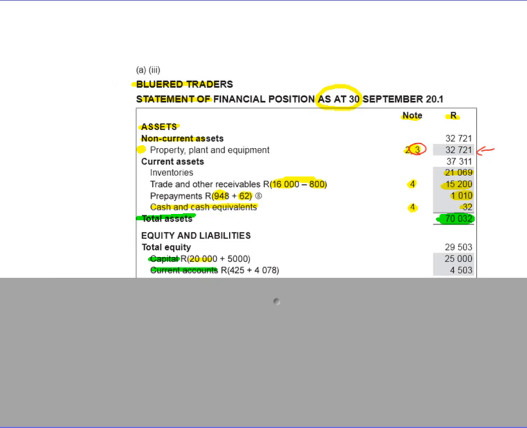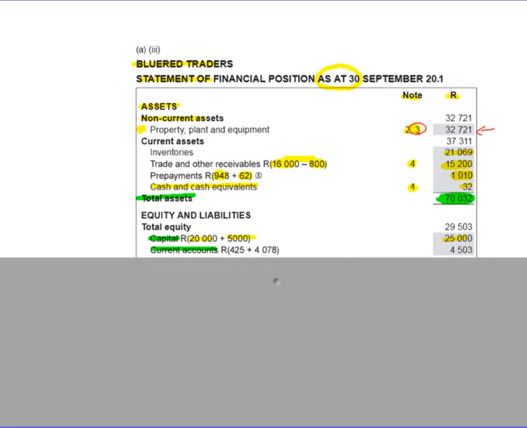You can see there's the 20 and the 5, which gives me a total of 25,000 capital account in equity. And the current account was 425 and 4078, being 4503. So that's nice and easy. Different, remember, from a company or a CC, sorry, which has different names for the equity. Here in a partnership, you don't have share capital.